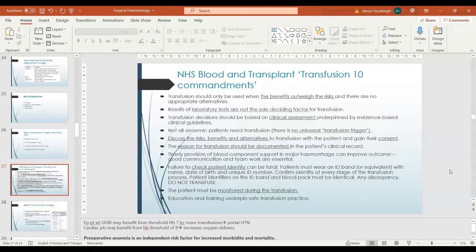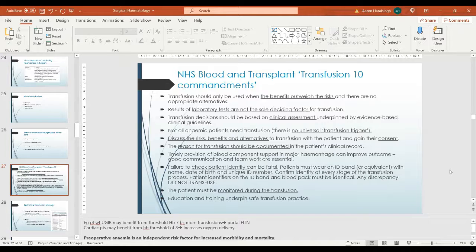knowing that there's no universal transfusion trigger. So not all anemic patients need a transfusion. You should discuss the benefits, risks, and alternatives to transfusion with the patient and gain their consent for transfusion. The reason for transfusion should be documented in the patient's clinical record, and understanding that good teamwork and communication are essential to ensure the timely provision of blood components to support major hemorrhage, because this is an intervention that can improve outcomes in these patients.